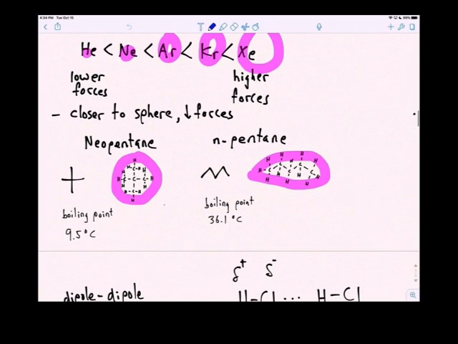Also, the shape is important. The closer the molecule is to a sphere, the lower the forces. For instance, look at neopentane, which is very spherical, a tetrahedral structure, versus normal pentane, which is a flat structure. The close-to-spherical neopentane has weaker forces than the flatter molecule.